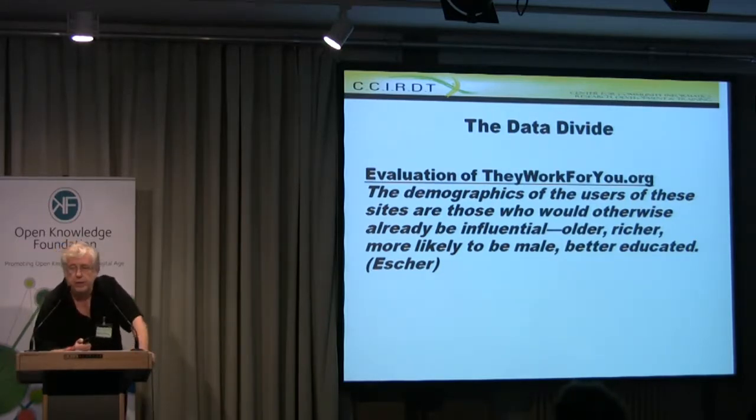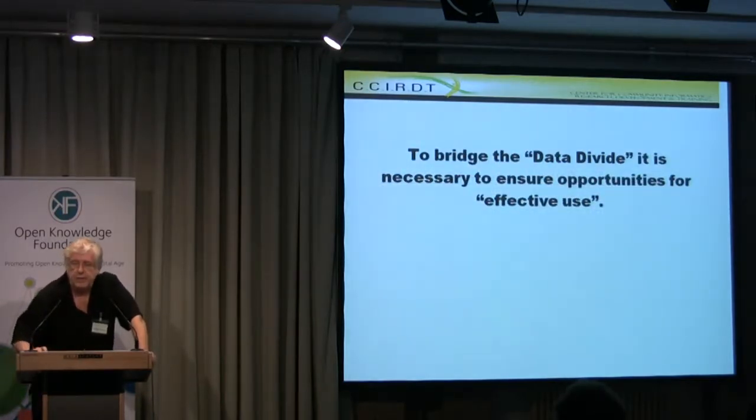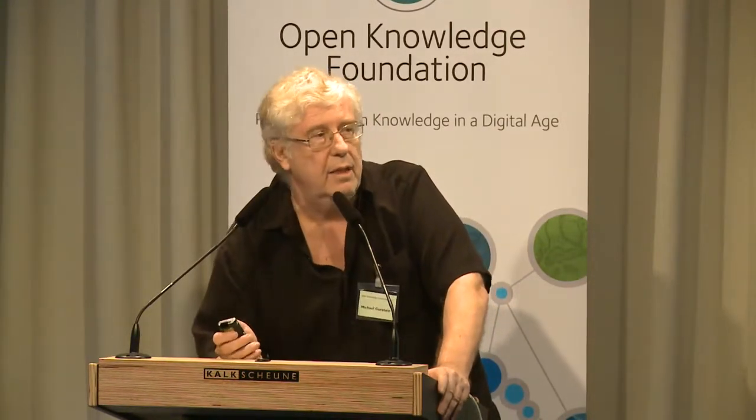to facilitate social change? To bridge the data divide is necessary to ensure opportunities for effective use. That is, you have to be concerned not simply with the access side, but with the user side. You have to be concerned not simply with the right to information, but with the Shettys of the world. He was murdered not because he didn't have access, but because people didn't want him to use the information. The information side is the important side. The use side is the important side, not the access side.